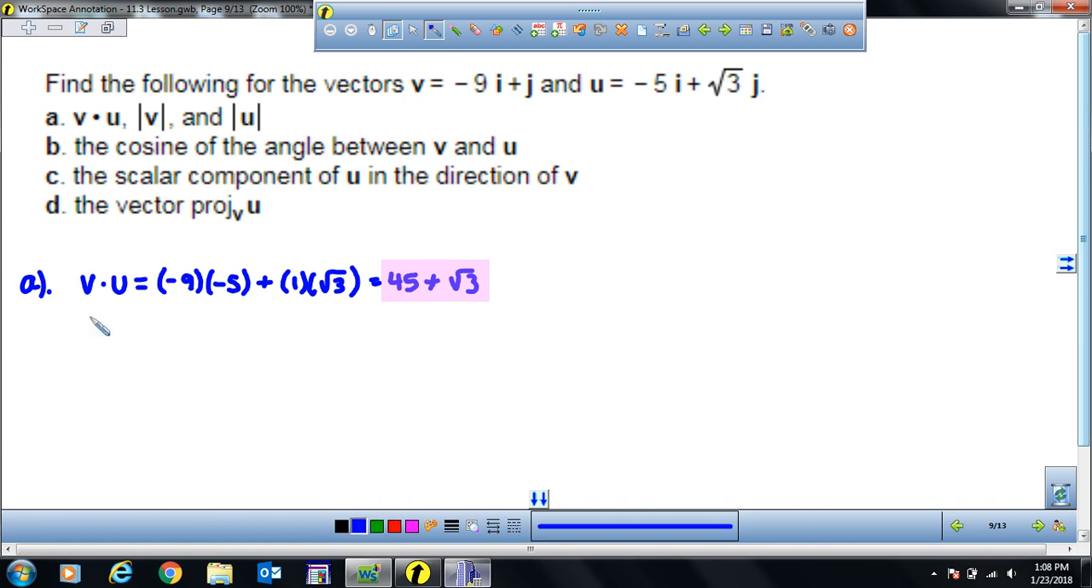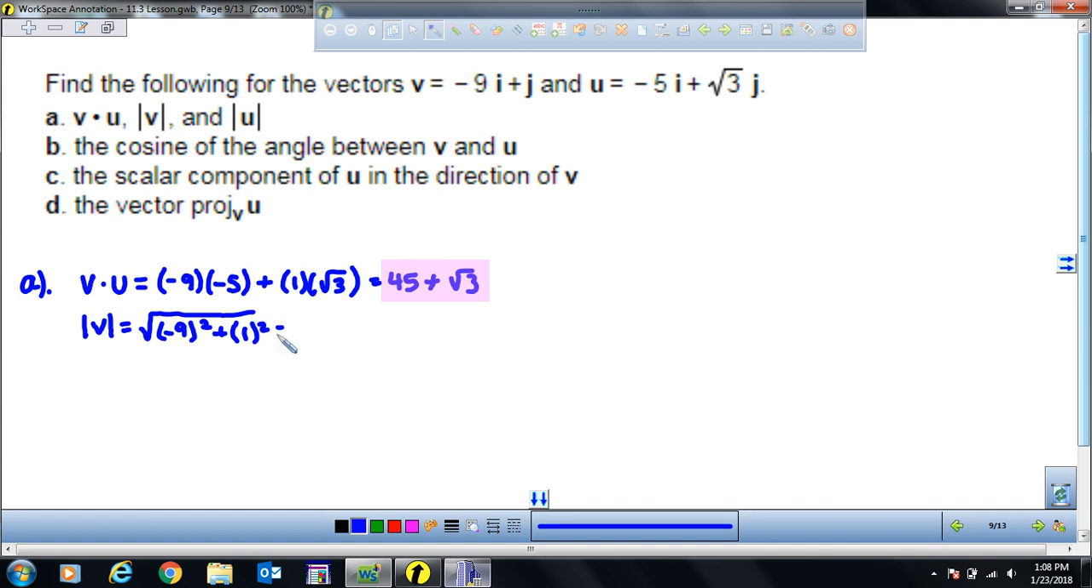Second answer, now we're going to find the magnitude of v. That would be using the Pythagorean theorem to find its length. So for v it would be -9 squared plus 1 squared. That would be the square root of 81 plus 1, which is the square root of 82.